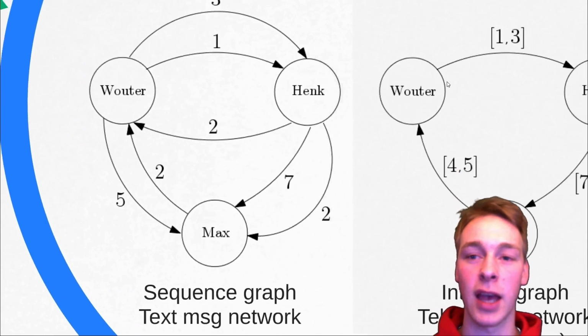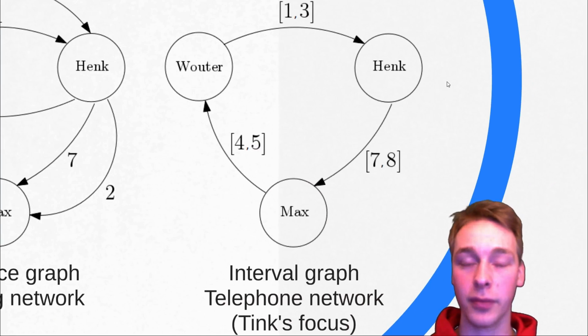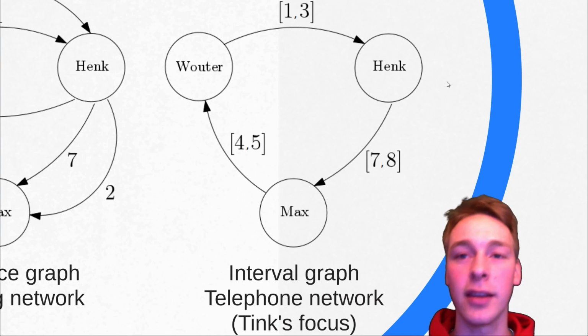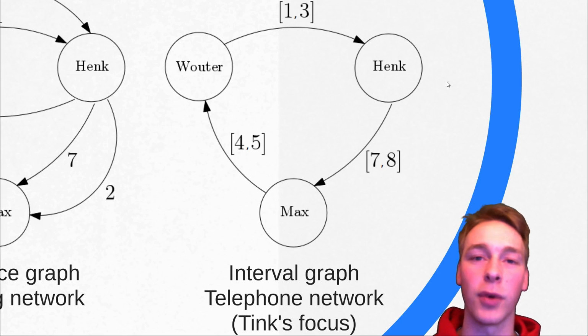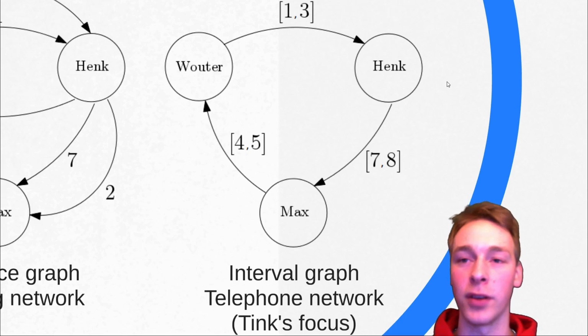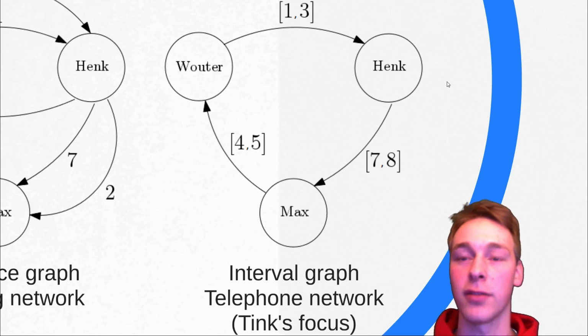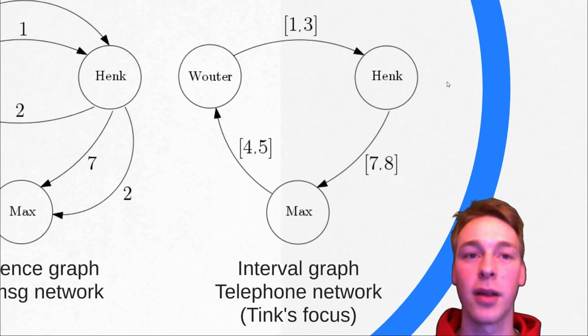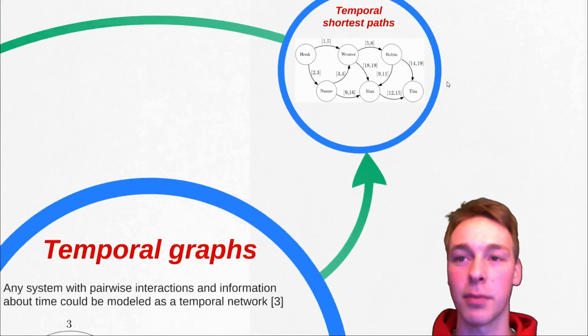And we also have an interval graph, which is what Tink uses, which takes into account a starting and ending time of a relation. You could think of this as a telephone network graph, where one user calls another user, and the call starts at a certain time and ends at a certain time. In that time the relation is active, and when the phone is hung up the relation ends. So these are ways you can model graphs as temporal graphs.